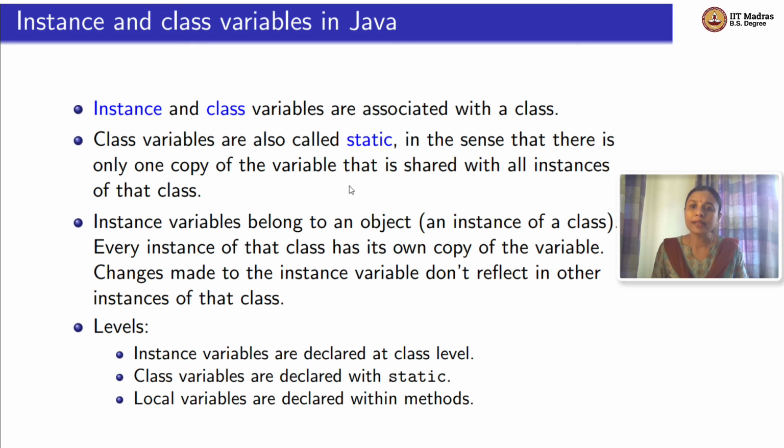On the other hand, instance variables belong exclusively to an object, that is, they belong exclusively to an instance of a class. Every instance of that class has its own copy of the variable. Is that clear? This is different from static. Changes made to the instance variable within a class don't reflect in other instances of that class. So instance variables are declared at the level of a class. Class variables are also declared there, but explicitly with the keyword static. Obviously, local variables, that is variables that are local to a method, are declared within methods.